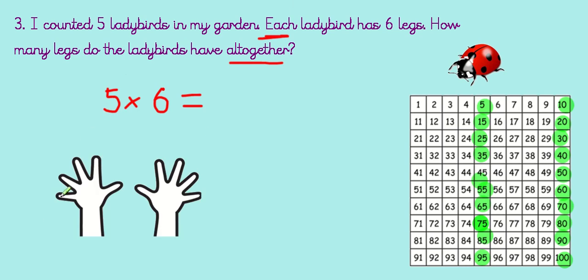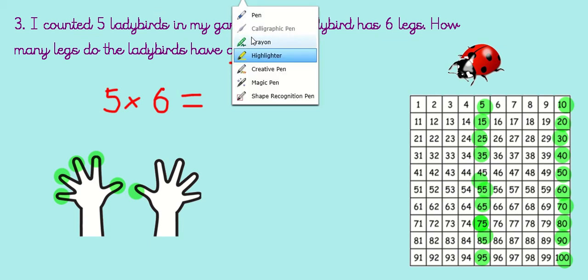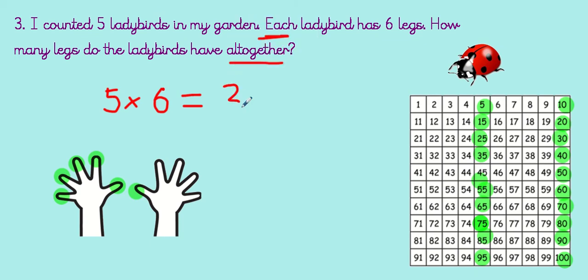So let's see if we can count in 5s 6 times to find out our answer. Fingers at the ready, here we go. 5, 10, 15, 20, 25, 30. So our answer is 30. 5 times 6 is 30. Well done if you got that one right.